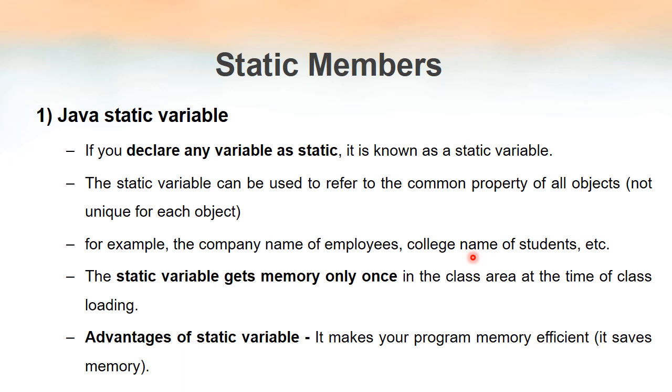And why are we saying that the static variable or static keyword saves memory, or is used for memory management? Because when we declare a variable or a method as static, it gets memory only one time, that is only once, and that is at the time of class loading. On the other hand, if we are not declaring a variable as static, whenever we create an object, that's the case with normal methods and variables.